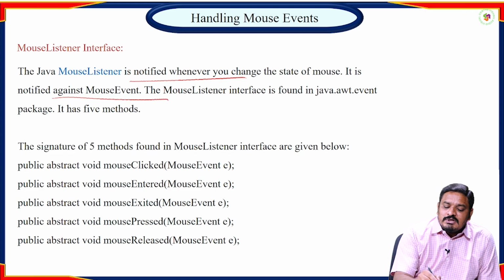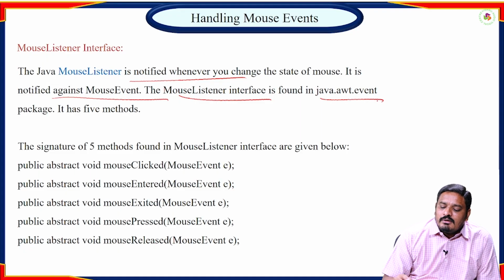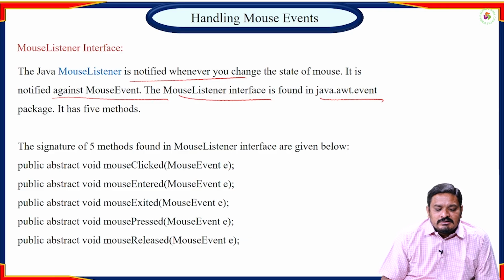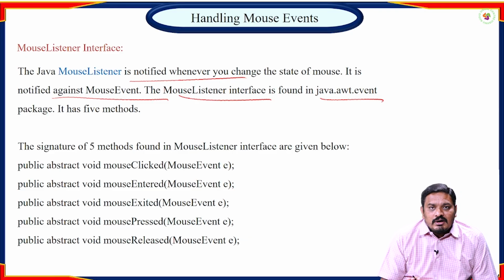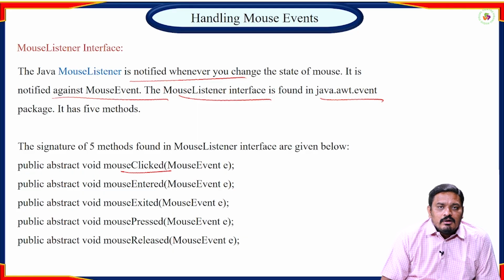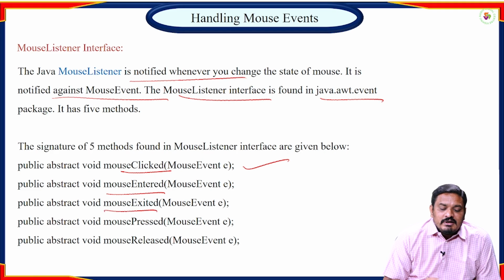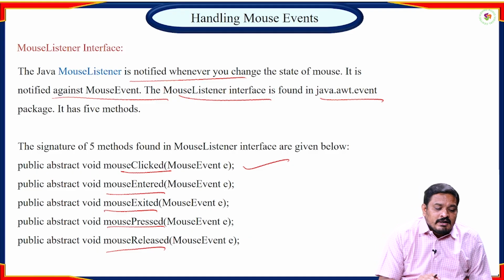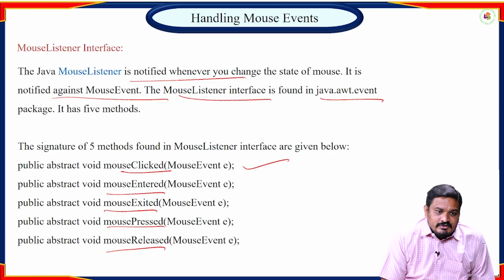The MouseListener interface can be found under the java.awt.event package. This interface has 5 methods. What are the 5 methods? First one is public abstract void mouseClicked(MouseEvent e). The second one is the mouseEntered method. Third one is the mouseExited method. Fourth one is the mousePressed method. Fifth one is the mouseReleased method. These are the 5 methods under the MouseListener interface.